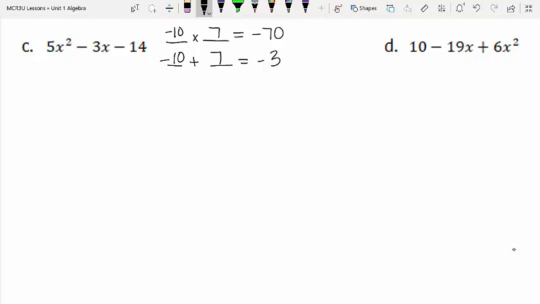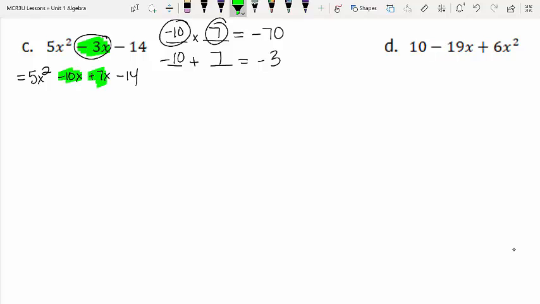So what you do here, if you remember, is you replace your b term with your magic numbers. I'll show you what I mean. Instead of writing minus 3x, I'm going to write negative 10x and positive 7x. So I simply replaced the b term with my two magic numbers, hence why it's called decomposition. The reason we can do that is because if you were to simplify negative 10x plus 7x, you just get back up to negative 3x. So I'm not changing the question. It's just how you would approach this type of factoring method.